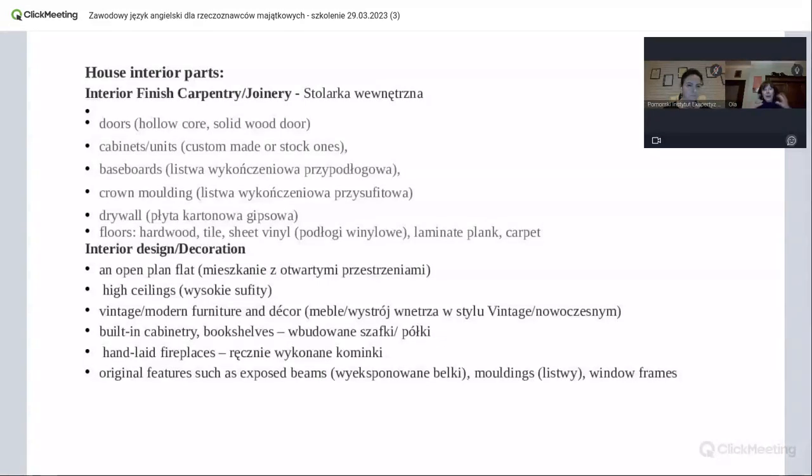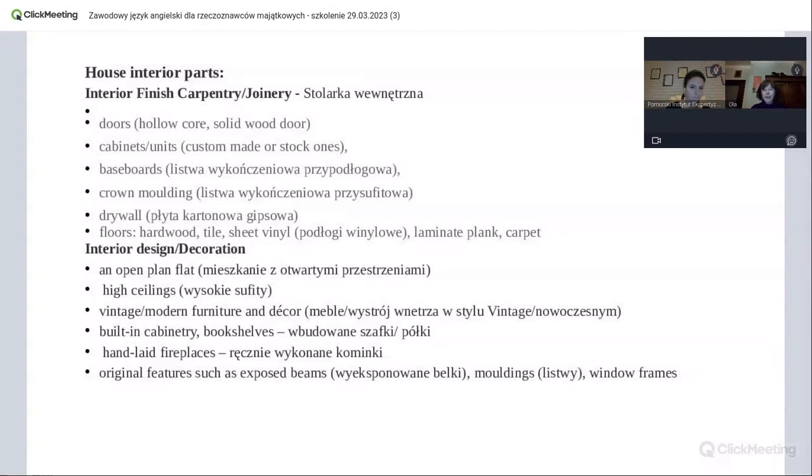And then we come to house interior parts. And I think the very interesting word is stolarka. Of course, it can be wewnętrzna and zewnętrzna, right? But you can call it interior finish carpentry or joinery. Yes, because sometimes we look for this word stolarka. So this is it. And here I put again words which you can find useful when you describe the joinery. You can also find interior design, decoration, yes.